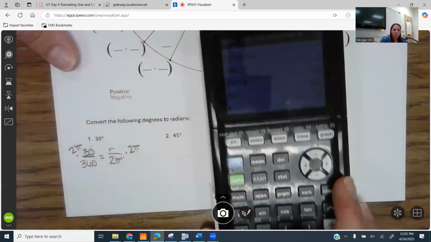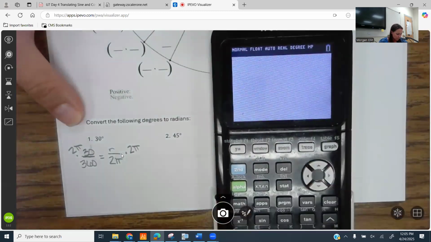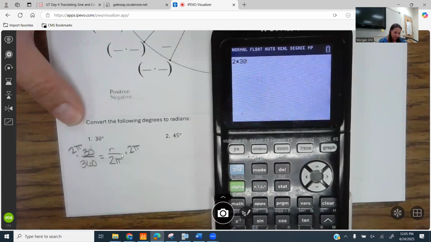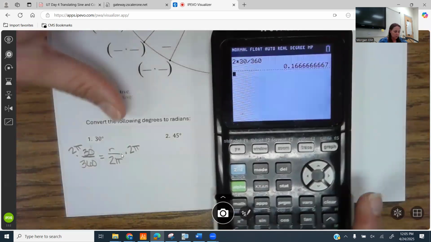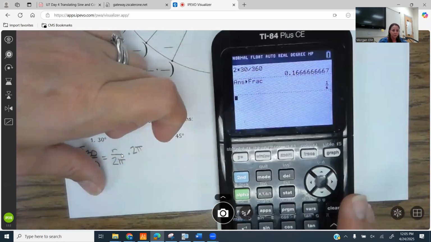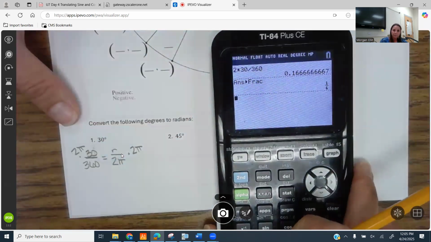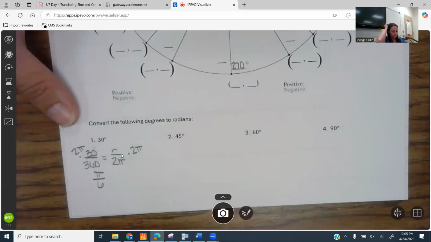Now, I don't want a decimal. We want everything exact on this right here. So I'm just multiplying the numbers. 2 times 30, and then I divide by 360. Okay, now if you get a decimal like that, you want to hit math, enter, enter. Okay, and it changes it to a fraction, 1/6. All right. So 1/6 pi, but the way we write it is pi over 6.